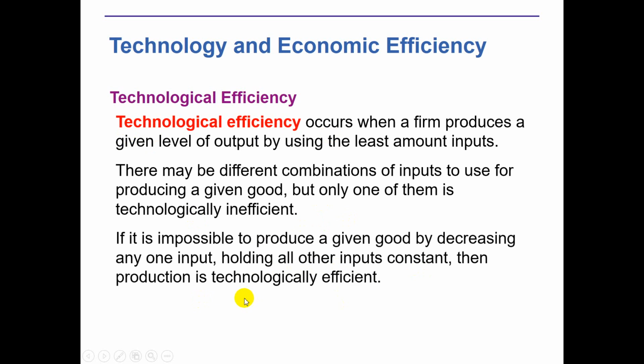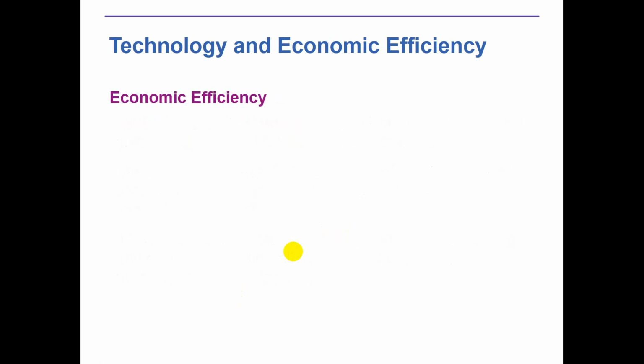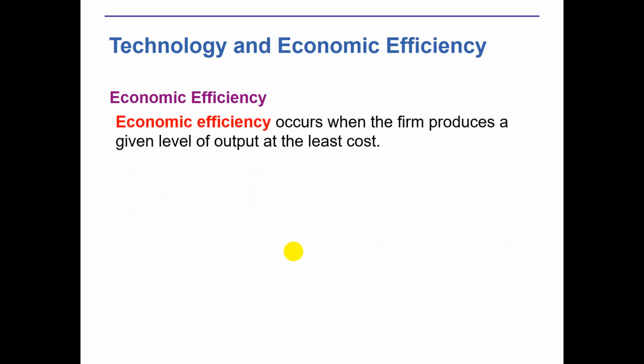So if it is possible to produce a given good by decreasing any one input holding all other inputs constant, then production is technologically inefficient. On the other hand, we have economic efficiency. The economic efficiency refers to the ability of the firm when they produce a given level of output at the least cost. So here the keyword is the least cost.